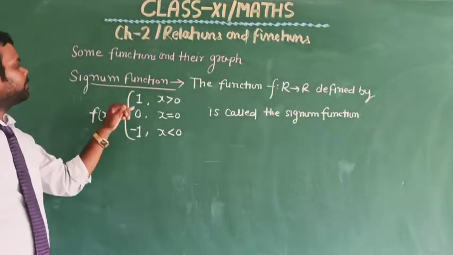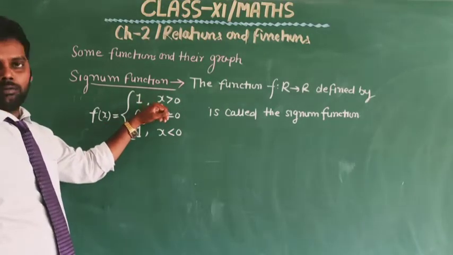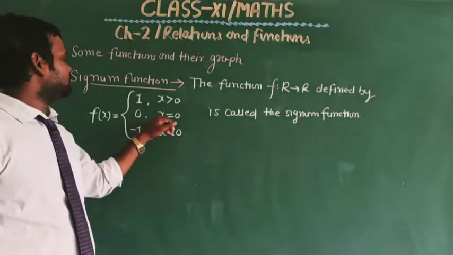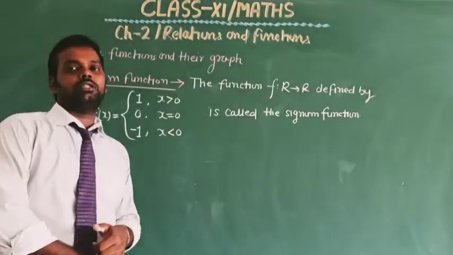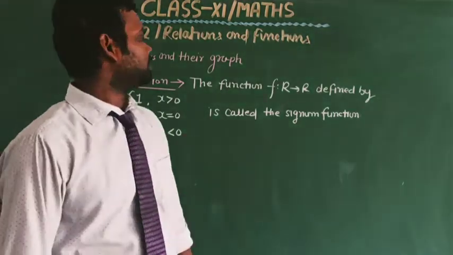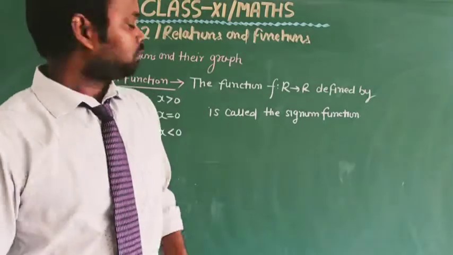The function f from real numbers to real numbers defined by f(x) equal to 1 for x greater than 0, 0 at x equal to 0, and minus 1 for x less than 0 is called the signum function.